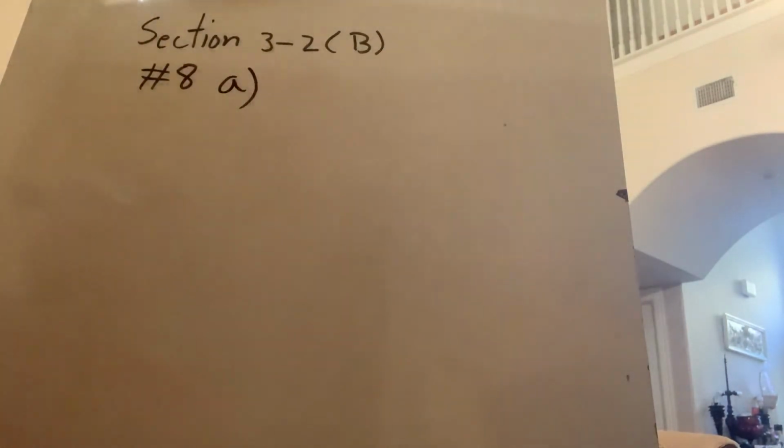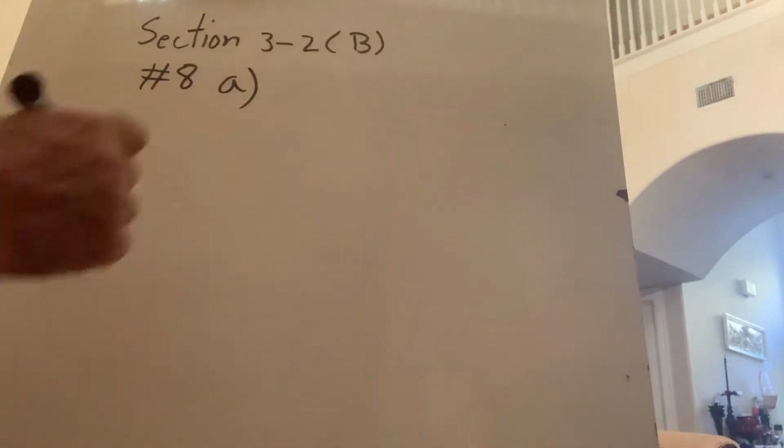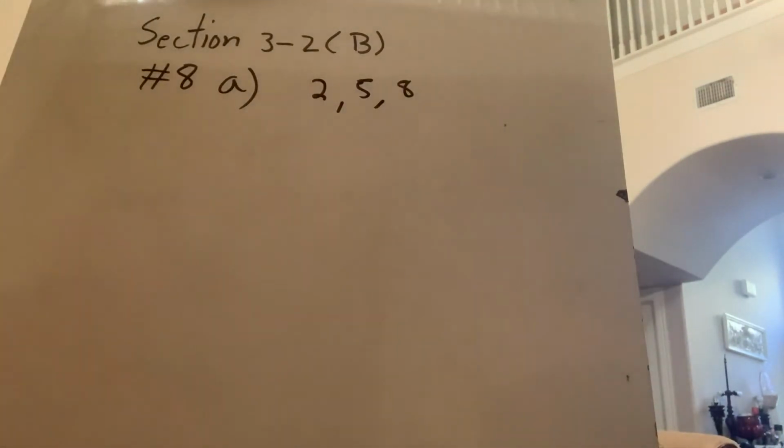It says set A is closed under addition and contains the numbers 2, 5, and 8. But the most important thing here, of course, is the idea of closure. Let me just explain to you. To say a set is closed under addition means that if you take any two elements of that set and perform the operation of addition, you get a number that also belongs in the same set. That's what it means to say a set is closed under addition.